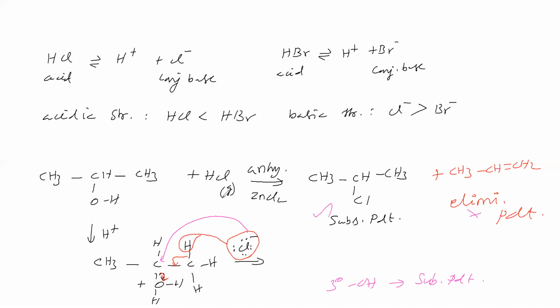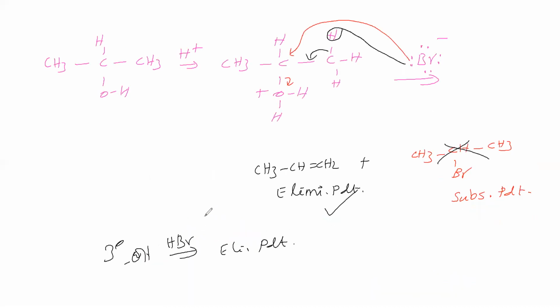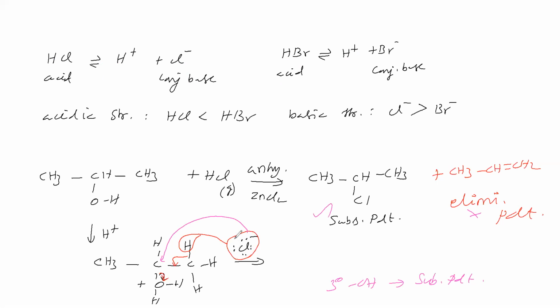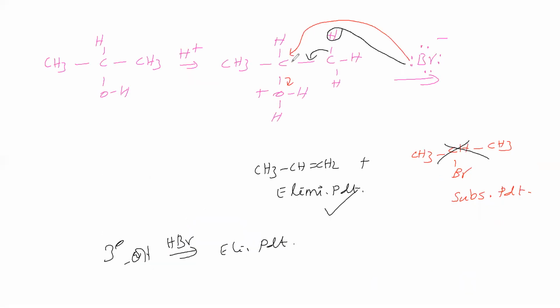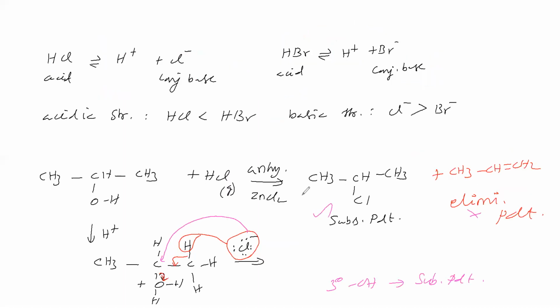But what does the experiment say? HCl gives substitution product, whereas HBr gives elimination product. Therefore, we cannot use the basic strength point. Now we can say Cl minus is ready to attack this electrophilic center, whereas Br minus is not ready to attack the electrophilic center. So here we are not getting substitution product, whereas here we are getting substitution product.